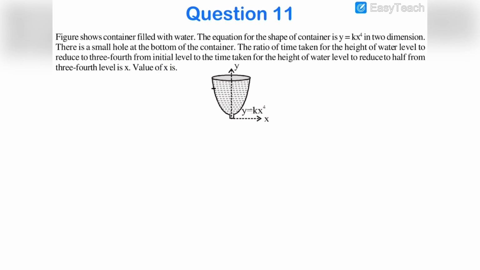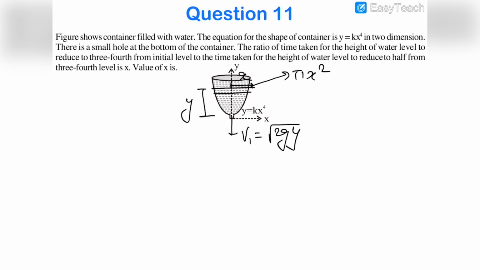So let us assume that this is the level at any instant, which is y, and this is x. So we can say that the area of this cross section is pi x square, and we can apply the continuity equation. The velocity of liquid leaking out from this hole will be under root of 2gy, which can be obtained by the velocity of efflux formula. Assuming that this hole has an area of small a, we can say that a into under root of 2gy is equal to pi x square into dy by dt, where I have assumed that the liquid level is going down at a rate of dy by dt.